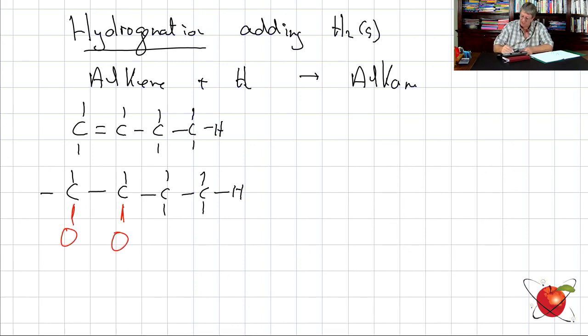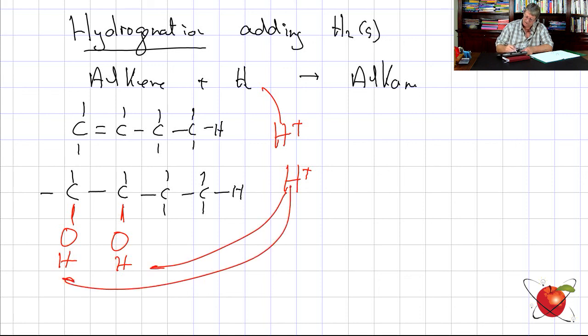Space to put in. This H2 here splits into an H plus and an H plus, and they come and sit over there. We don't have to worry. So alkene goes to an alkane. Essentially, butene with hydrogen goes to butane.